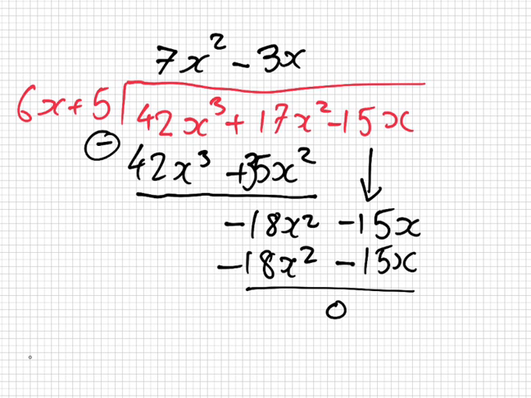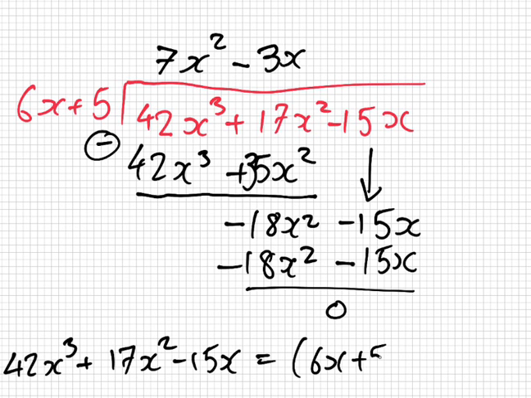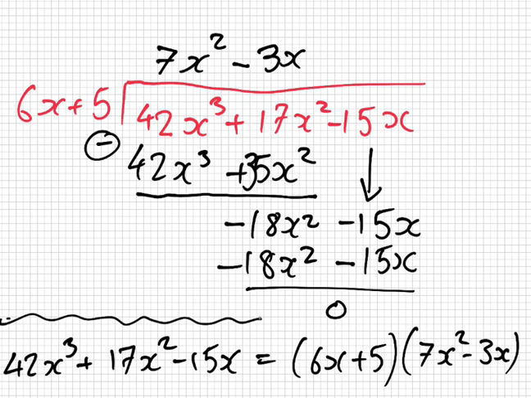So if you want, you can now say 42x cubed plus 17x squared minus 15x equals 6x plus 5 times 7x squared minus 3x. If you multiply these two, you do get this cubic here. You have to write it in this way? No. This question in the exam, they just want to see that. It's just a discussion, that's all.